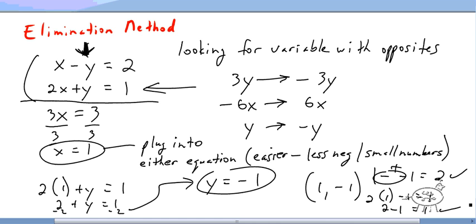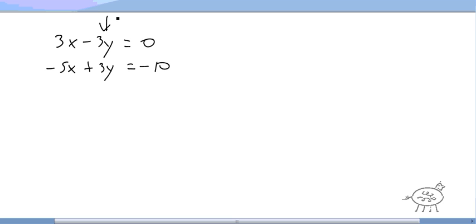Now I want to do one more example here. If I have 3x minus 3y is equal to 0, and negative 5x plus 3y equals negative 10. Once again, this is kind of a friendly one, so I'm going to start out with friendly ones, and then they get even a little more evil and nasty as time goes on. But the y's are opposite, so the y's are going to cancel. You draw a line underneath, and we call it the elimination method because this is going to be eliminated.